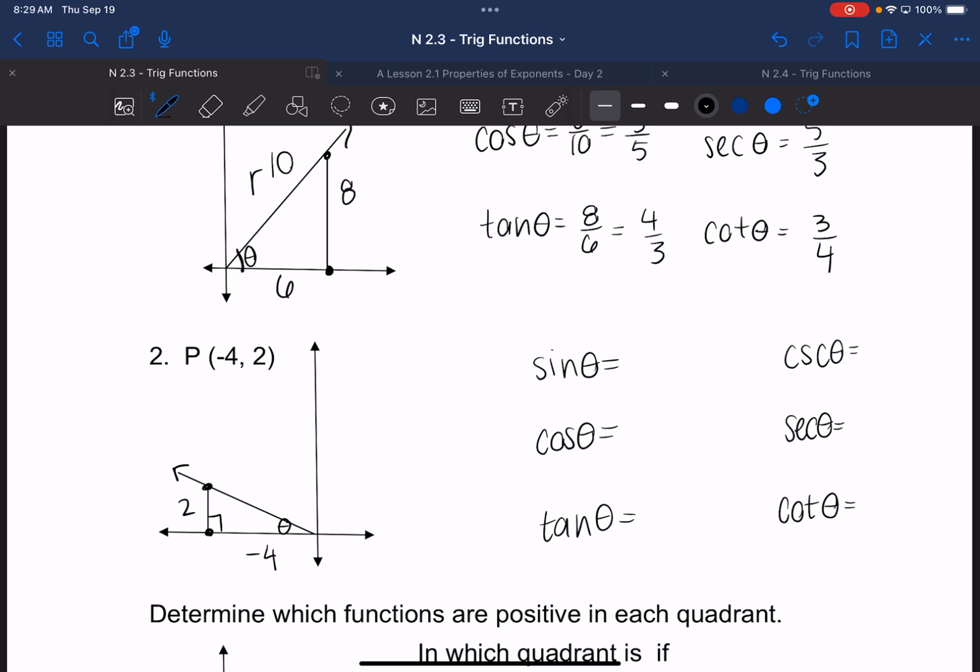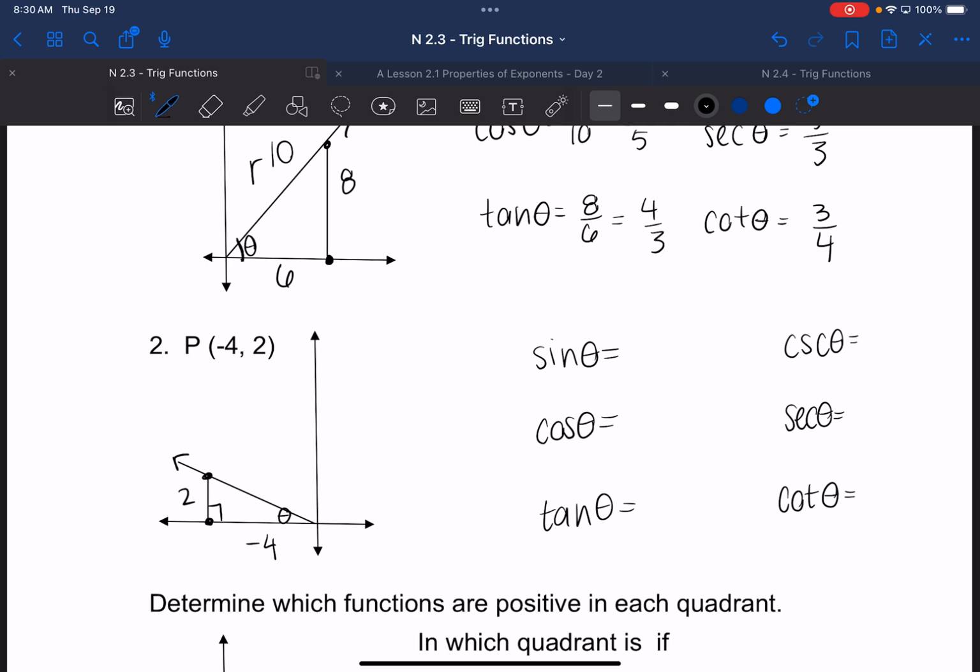In order to find sine, cosine, cosecant, secant, we're going to need the hypotenuse, right? And how could we find that? Pythagorean theorem. The side that I'm missing is the hypotenuse, so that's like my c squared. This is the side we call the radius, right? So this would be 2 squared plus -4 squared equals r squared. 2 squared is 4, and -4 squared is 16, equals r squared. And 4 plus 16 is 20.